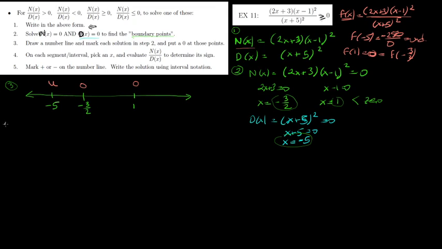Just like in the last example, we're going to have to pick a number that's less than negative 5. So I'm just going to go one less than that, negative 6, and we'll plug it into this function here. So this is going to be 2 times negative 6 plus 1 times negative 6 minus 1 squared, all divided by negative 6 plus 5 squared. And yep, that's a lot of arithmetic here. We get negative 12 plus 1 is negative 11 times negative 7 squared divided by negative 1 squared.